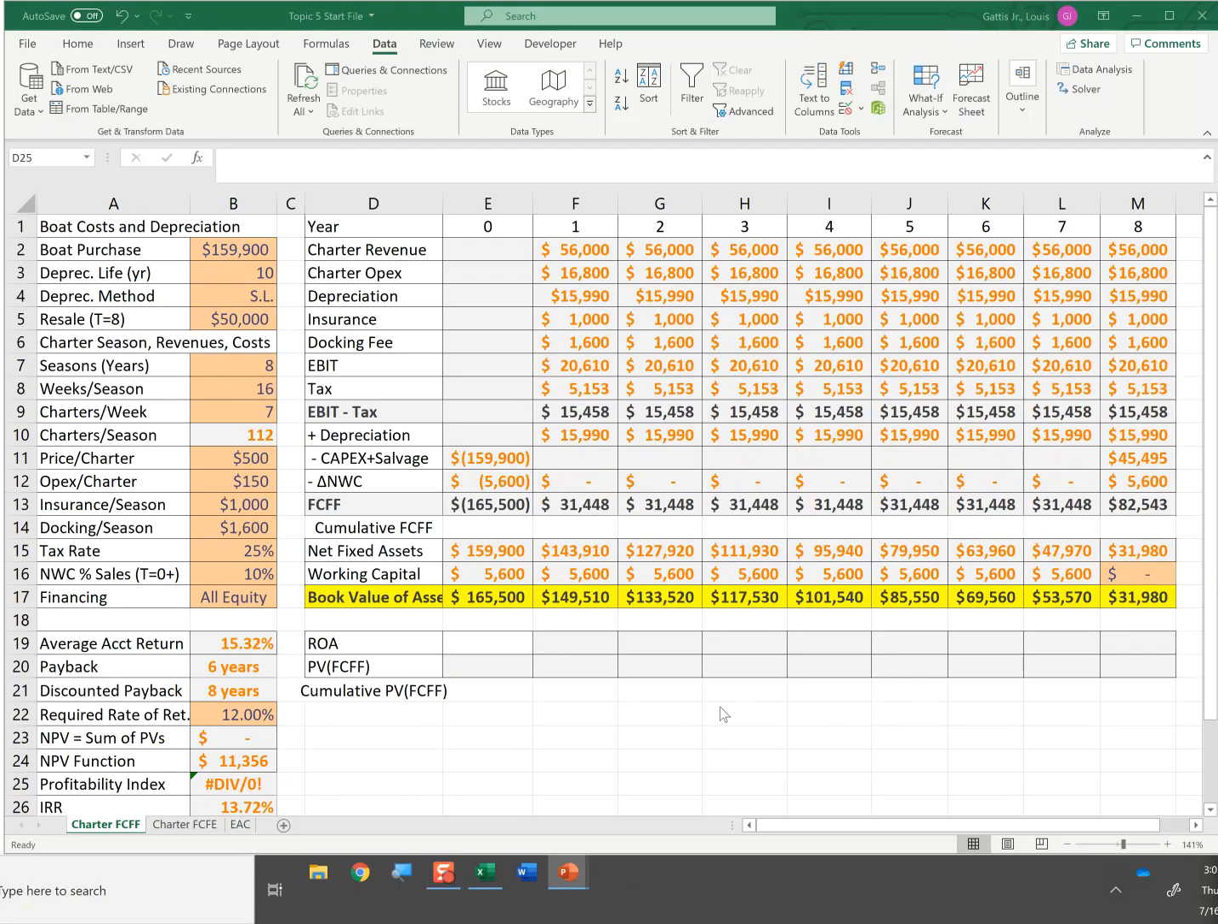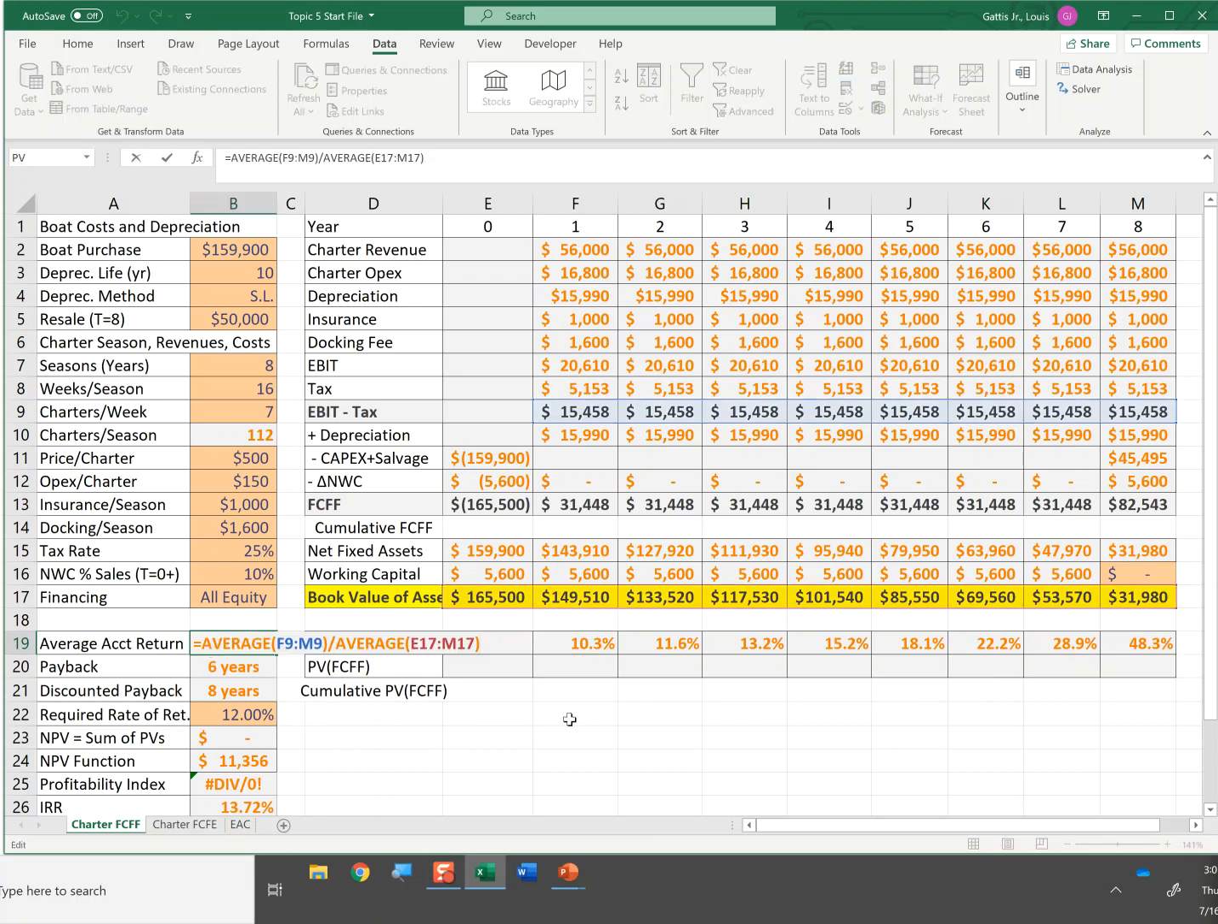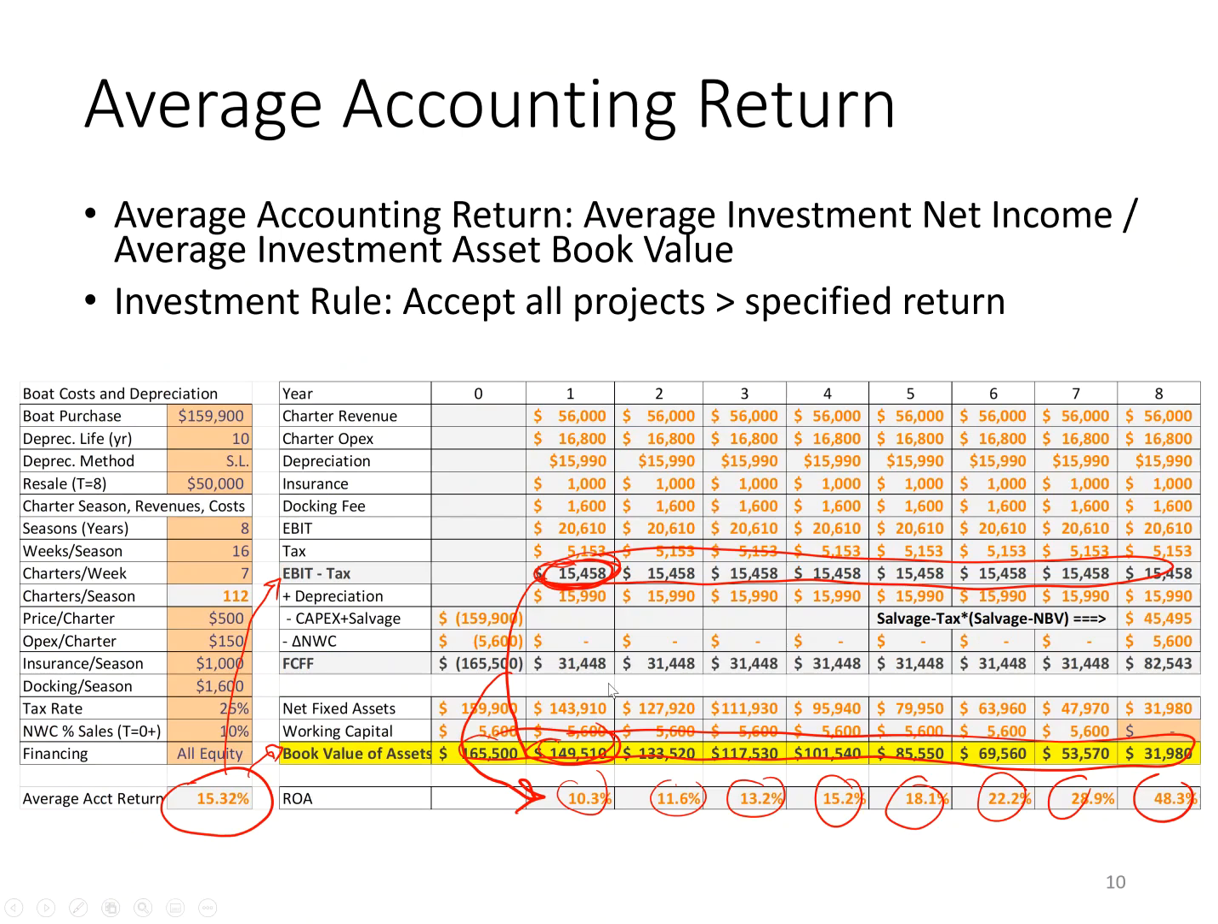So let's go into the spreadsheet. I'll calculate my ROAs, profit divided by book value of asset, copy across. So it varies from 10 to 48%. And then I have calculated here for you already the average accounting return, which is the average profit divided by the average asset balance for the life of the investment. So that is the average accounting return.